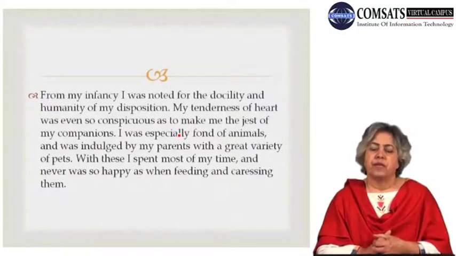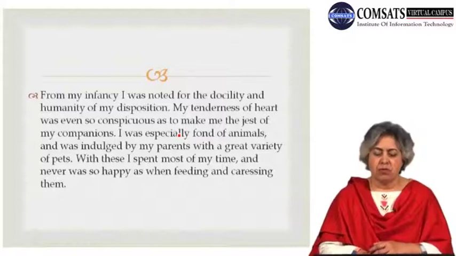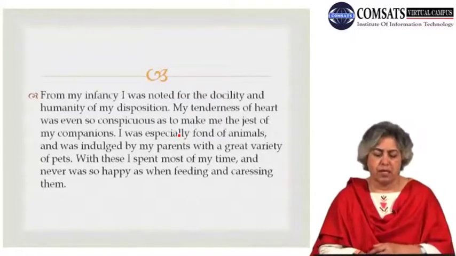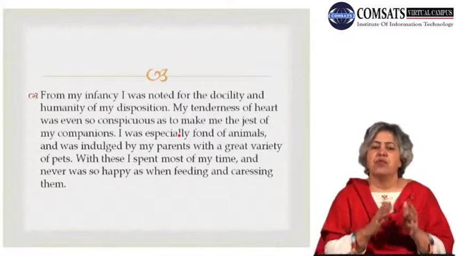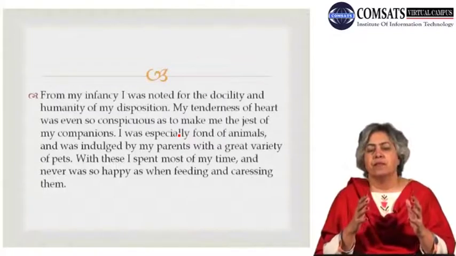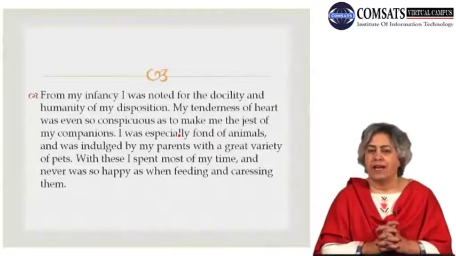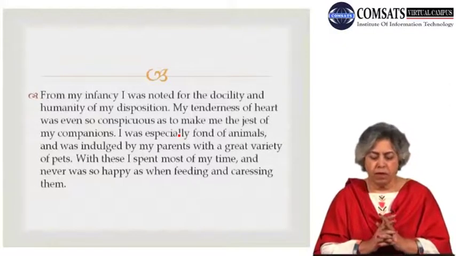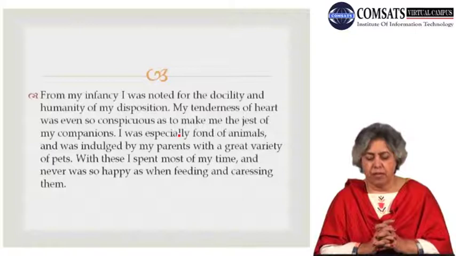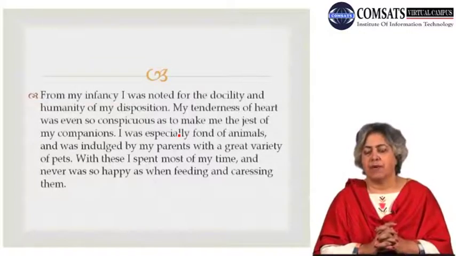So he plunges into his story, and he says, "From my infancy I was noted for the docility and humanity of my disposition." So from the very first, Poe establishes the outstanding characteristics of the narrator's nature. "My tenderness of heart was even so conspicuous as to make me the jest of my companions. I was especially fond of animals and was indulged by my parents with a great variety of pets."